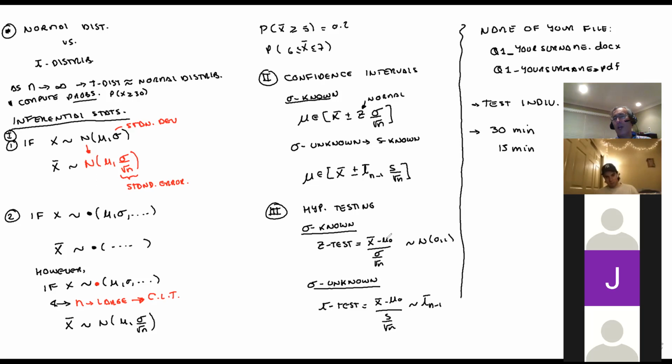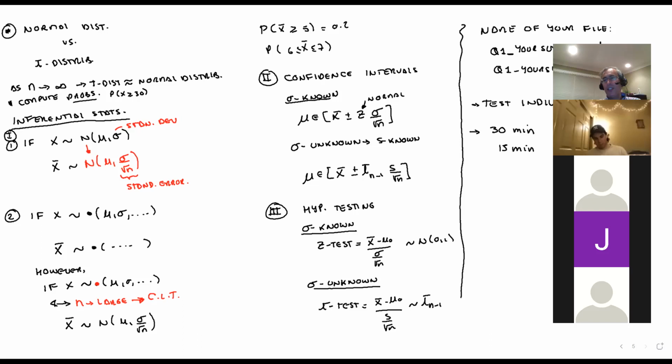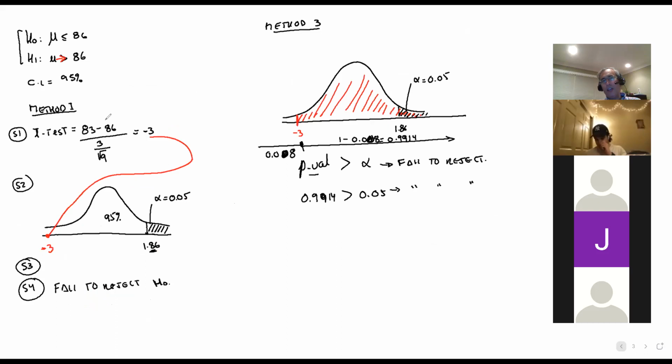but please, write the numbers in your exam. So what I mean is that, for example, if you're doing this, I don't want you to write minus 3 directly. I want you to write 83 minus 86, 3 divided by square root of 9. Do you see that? I want to see this one here. Make sense? Yes. Also, do we need to type all the equation in the computer?